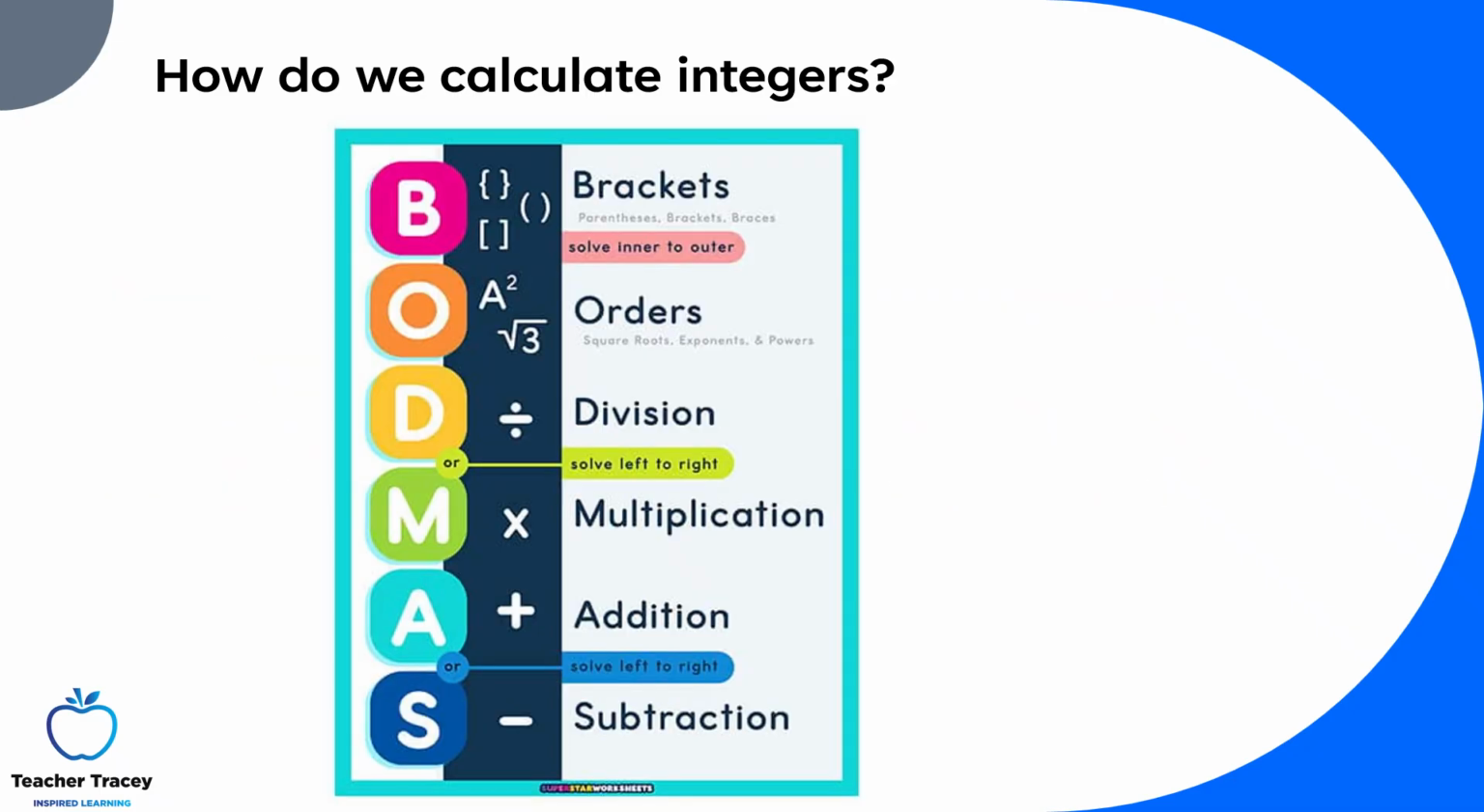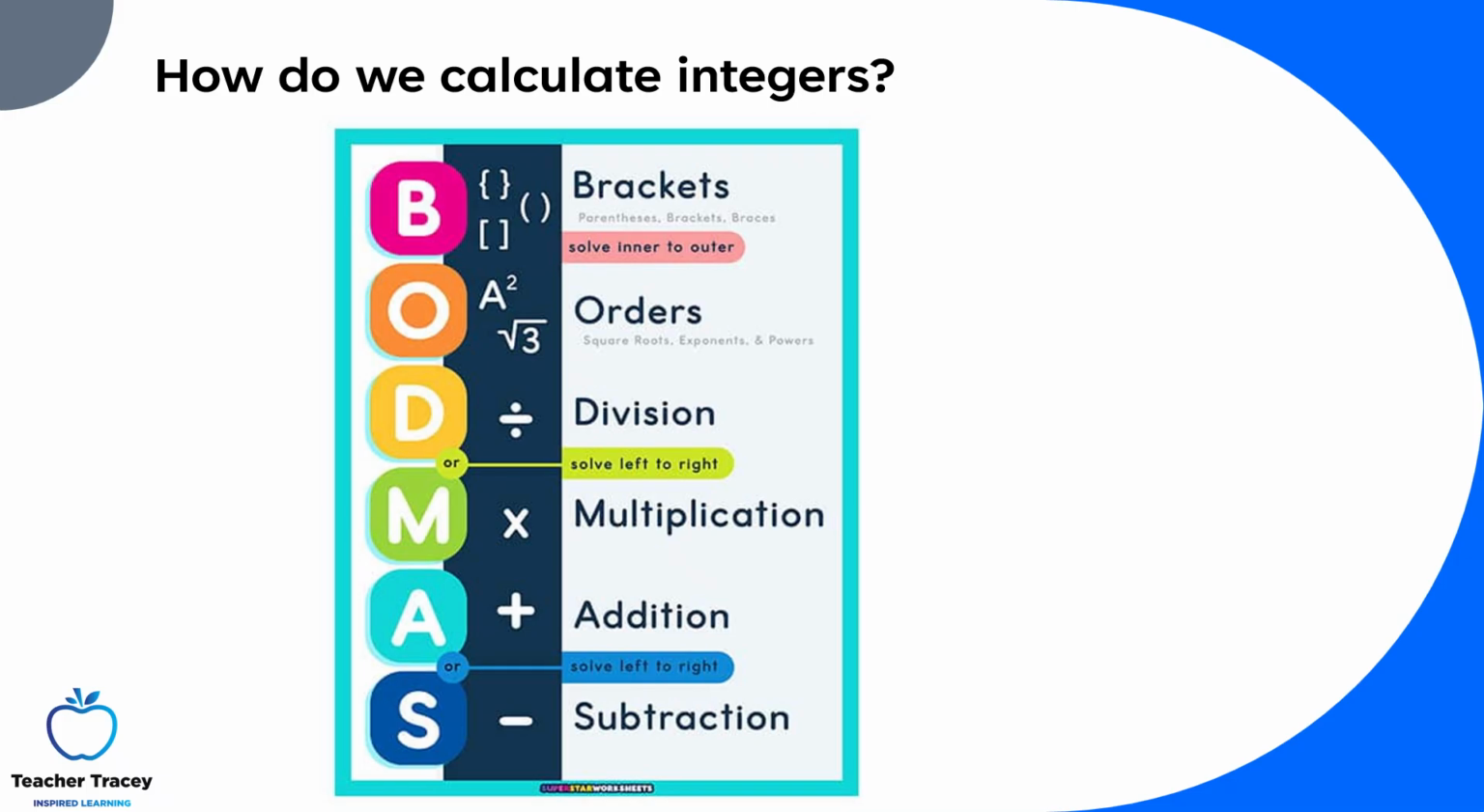The final thing you need to know is that there's an order in which to complete each step towards solving a number sentence. An easy way to remember that is BODMAS. Brackets first, then orders, then division, multiplication, addition, and finally subtraction.